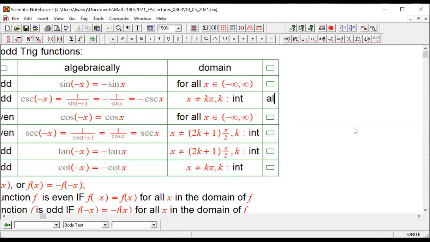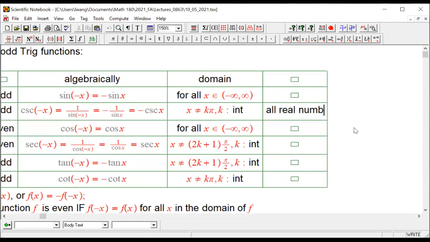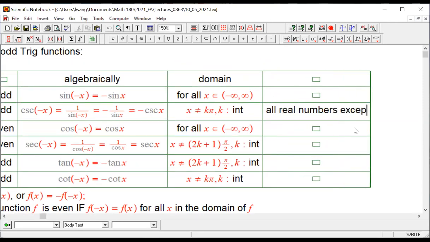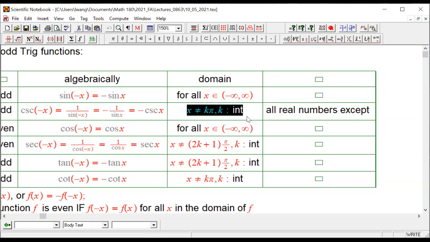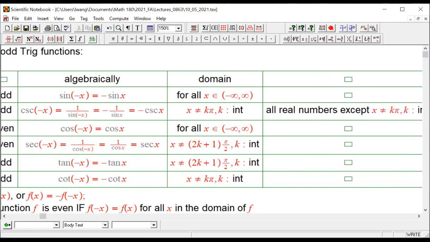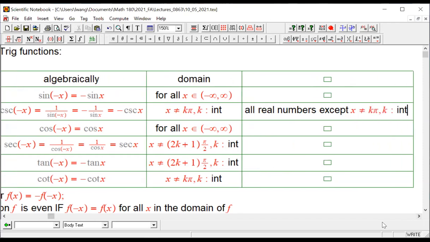So how to read it? All real numbers except. Would that be helpful for you? I appreciate Jacob bringing that up, because I just overlooked that. I thought you guys knew. Well, you may or may not know. So when we write something like this, it basically says all real numbers except.